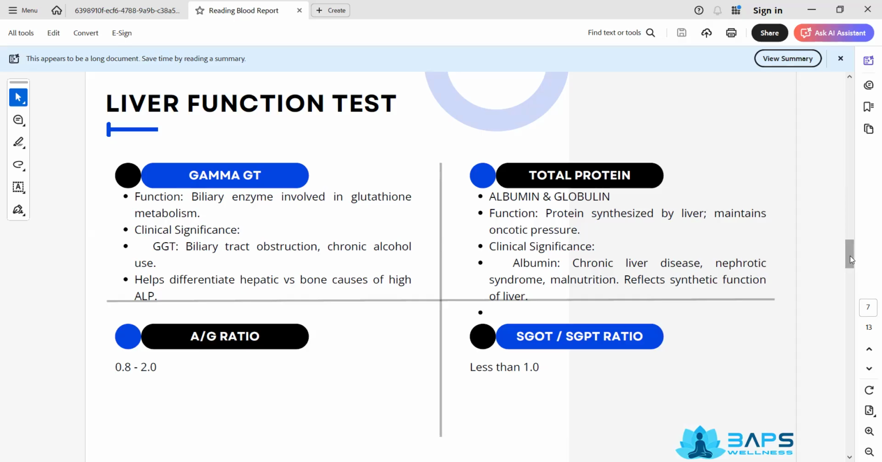With regard to GGT, that is gamma GT, it is a biliary enzyme involved in glutathione metabolism. Any biliary tract obstruction or chronic alcohol abuse, liver damage.